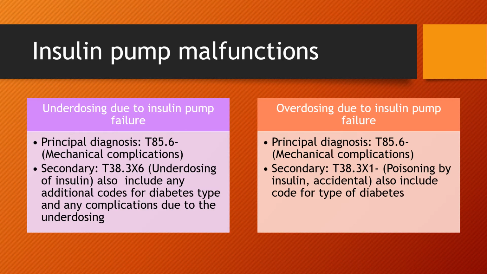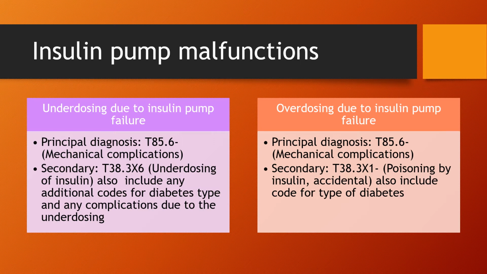Underdosing or overdosing of insulin due to insulin pump malfunctions needs to be coded. If an insulin pump failure results in underdosing, the principal diagnosis, T85.6 for mechanical complications, would be coded as the principal diagnosis. The secondary diagnosis would be for the underdosing of insulin, T38.3x6. You would also need to include any additional codes for the diabetes type and any complications which are due to the underdosing of insulin.